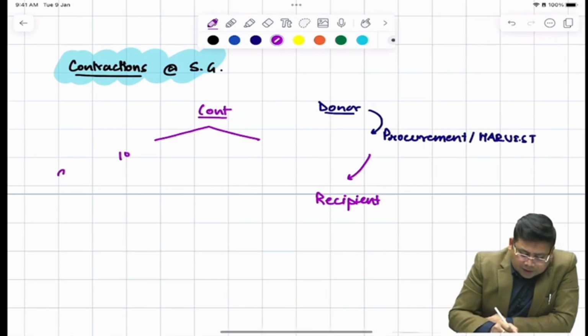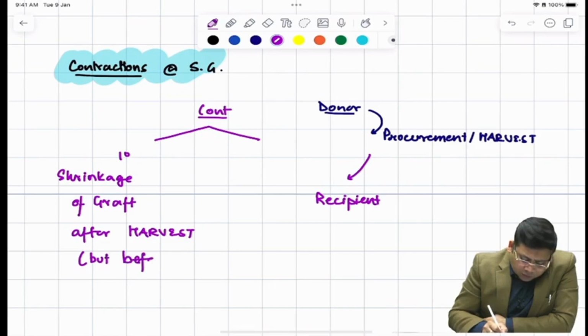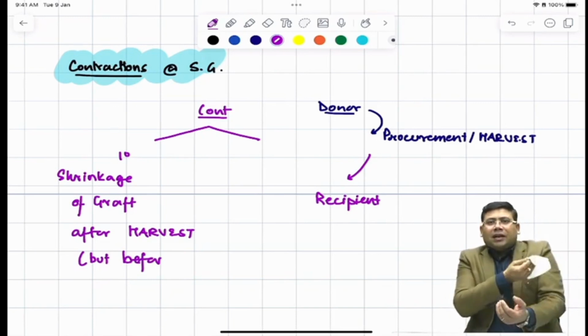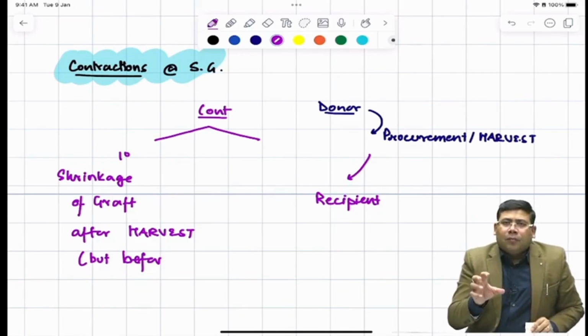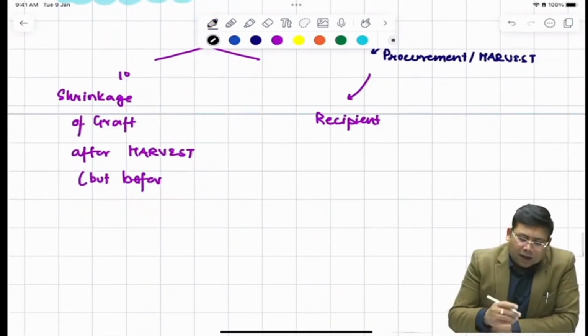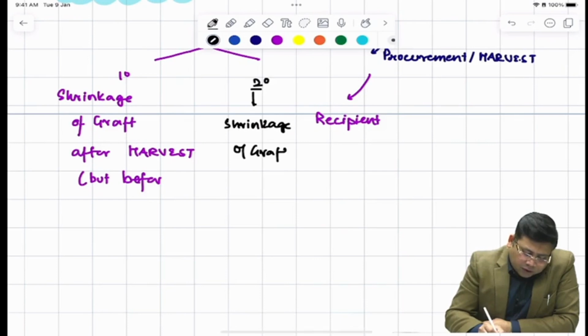Primary contraction is the shrinkage of the graft after harvest, but before grafting. So you have not put it yet. Suppose this is a graft, I have taken it from this side. The moment I take it out, there will be some contraction because of the elastic recoil. And now I am placing it here, and again there will be some elastic recoil. So there are two contractions. One is after the harvest, before the graft, and then we have the secondary, which is the associated shrinkage of the graft post grafting. This is very, very important.